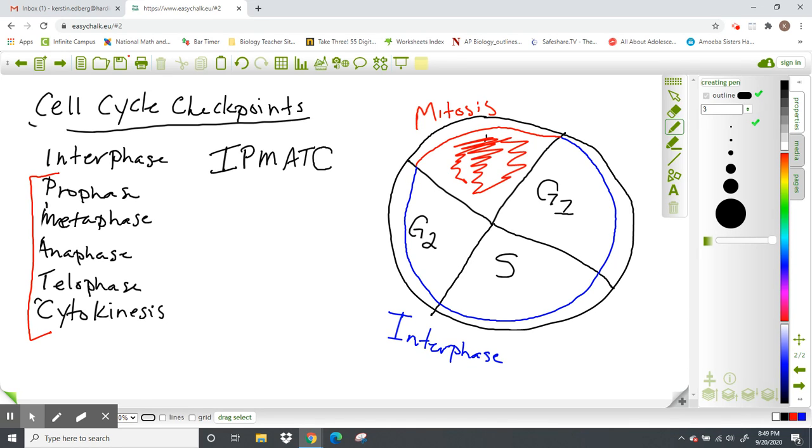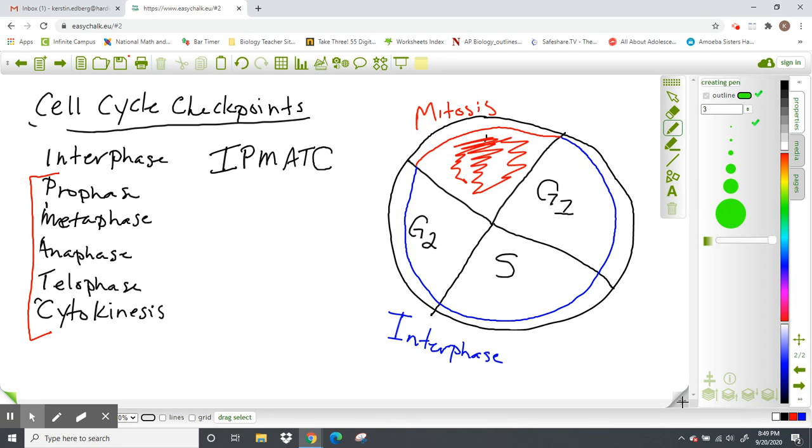There are checkpoints throughout this that your cell goes through to make sure things are going okay. If things are not going okay, then your cell will actually stop what it's doing and make corrections, or sometimes it will just stay in this indefinite stage of being.